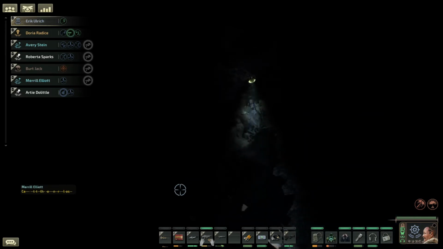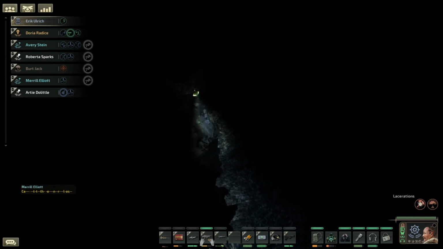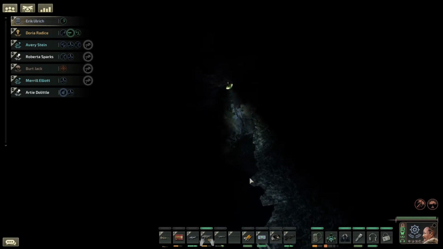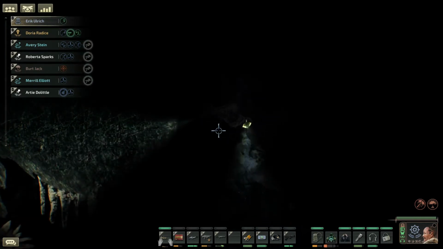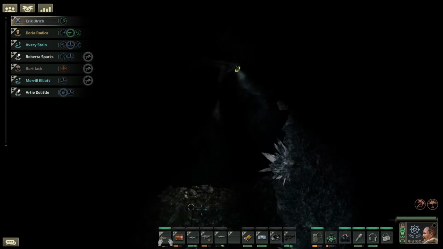So that way I don't like get complete. Is this lacerations? Okay, so lacerations must be like where something penetrates your skin. That's what I'm going with. Almost backwards. Okay, good. This is all for an artifact, right?